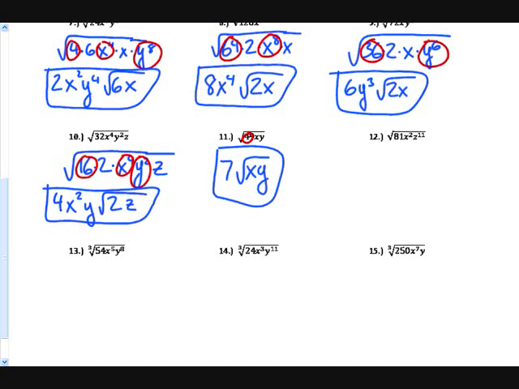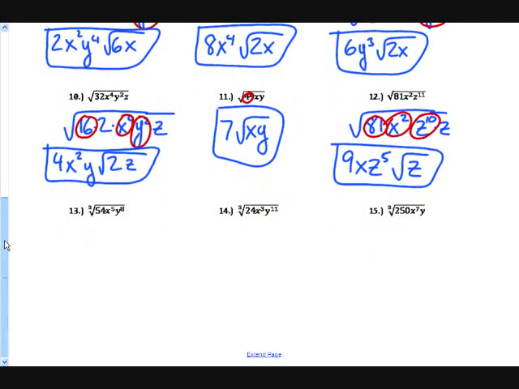For this one, 81 is already a perfect square. x squared is already a perfect square. z to the 11th I can break into z to the 10th times z. The square root of 81 is a 9. The square root of x squared is an x. The square root of z to the 10th is going to give us a z to the 5th. And now underneath my radical, I still have a z.